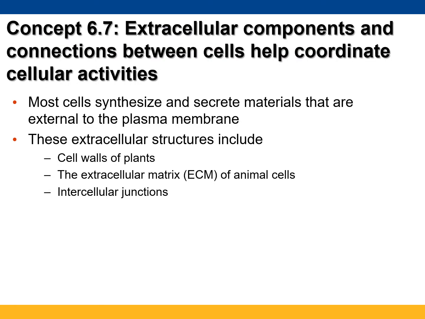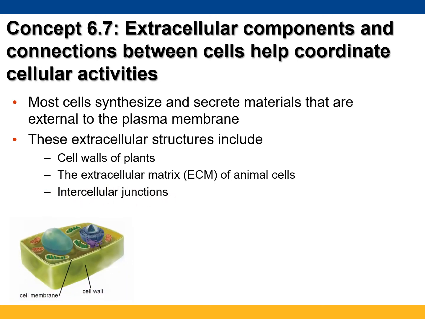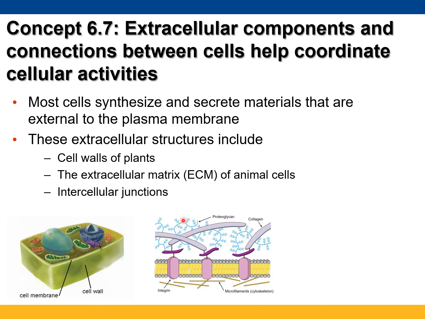Now we're going to transition into what we call extracellular components. What we're talking about are cell walls, extracellular matrix, and intercellular junctions. So cell walls we often know about in plants, but we also find them in fungi and in bacteria. The extracellular matrix we've talked about a little bit before. Lots of carbohydrates, proteins that are conjugated to them, like for instance proteoglycans, which are a combination of protein and carbohydrate, and other proteins in there.